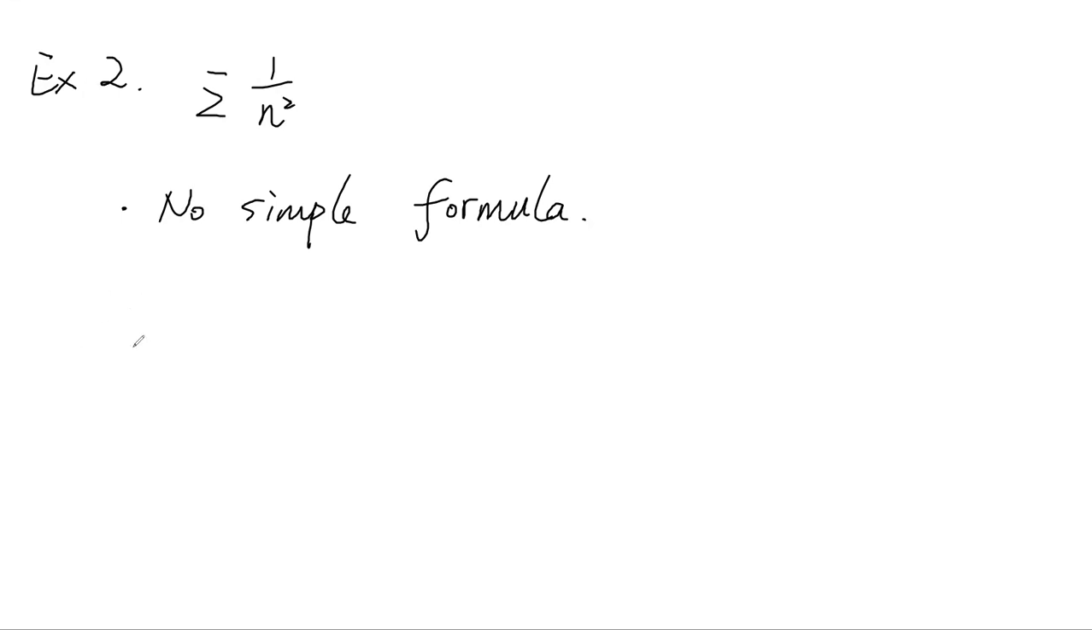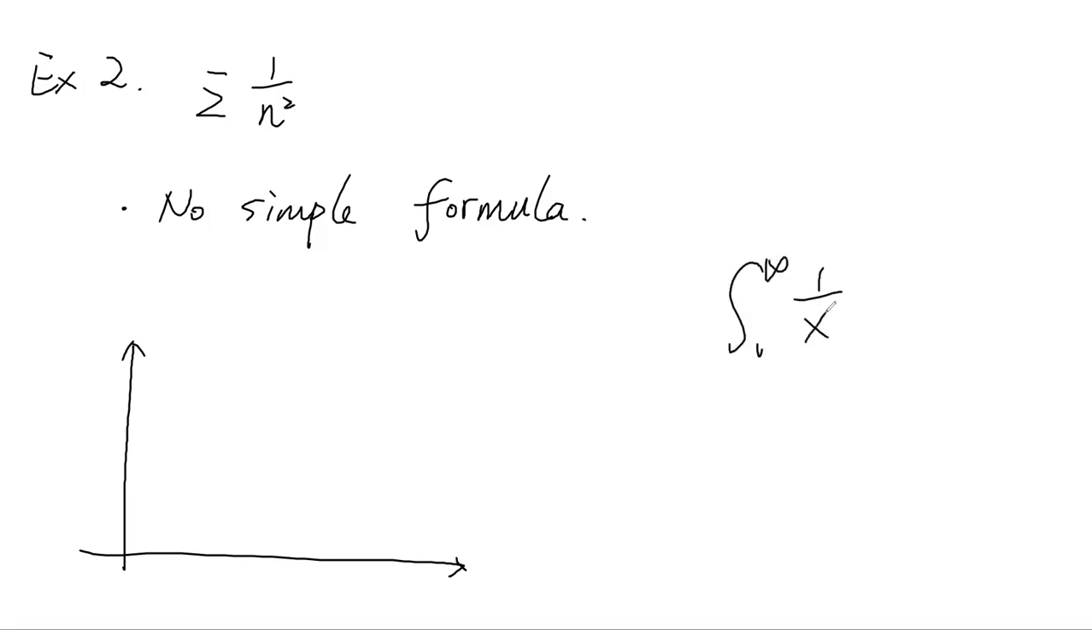Now this time, because it's 1 over n squared, let's compare it with the integral from 1 to infinity of 1 over x squared dx. It's similar to what we did for the harmonic series, the sum of 1 over n. So again, let's draw a graph, y is equal to 1 over x squared, and we can find the corresponding values of the sequence on the curve.